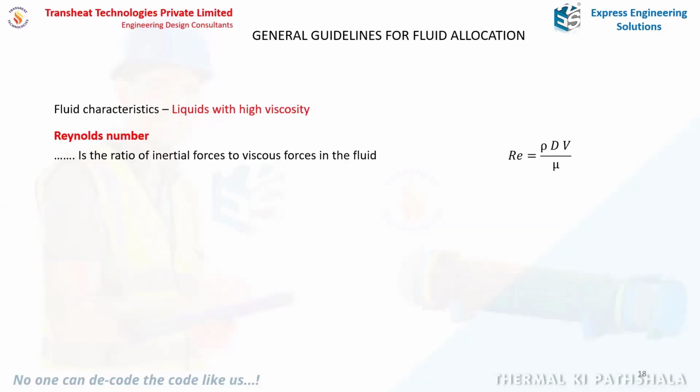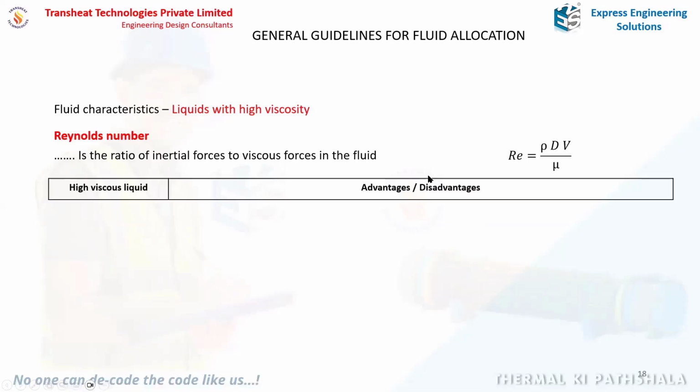So when we have a highly viscous fluid, it means that the viscosity of the fluid is high, which in turn means that the Reynolds number is going to be low. A low Reynolds number means that your heat transfer is also going to be low for that fluid. So how do we improve the Reynolds number and how do we improve the heat transfer? That is what we need to see when we are deciding on which side we need to place a highly viscous fluid.